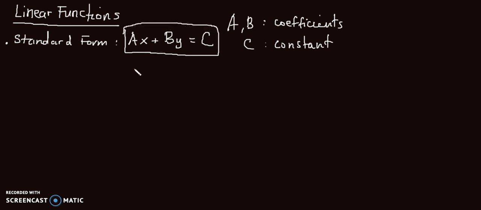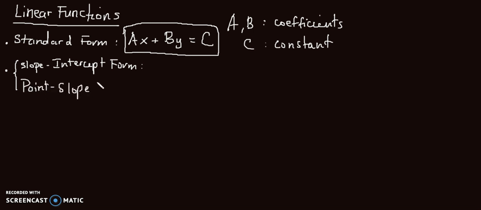Now, even though this is the standard form, it is not readily used for several reasons. One is that when you graph this, it's a little bit difficult. So we usually talk about two other forms: slope-intercept form and point-slope form. Of course, there's a common ground here. The common element is the slope. Both forms have to have a slope.